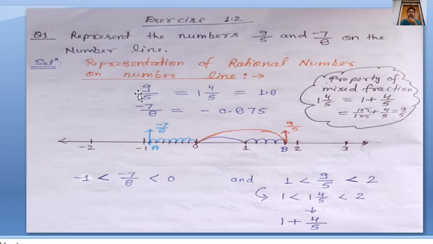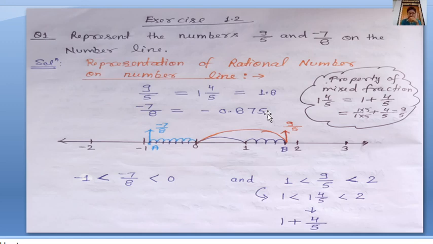See here, this 9 by 5 is written here as an improper fraction. If it is an improper fraction, we can change it into a mixed fraction: 1 whole 4 upon 5. When you change it into decimal form, you will get its decimal value 1.8. Minus 7 by 8, you divide it by 8. After dividing by 8, you will get minus 0.875.